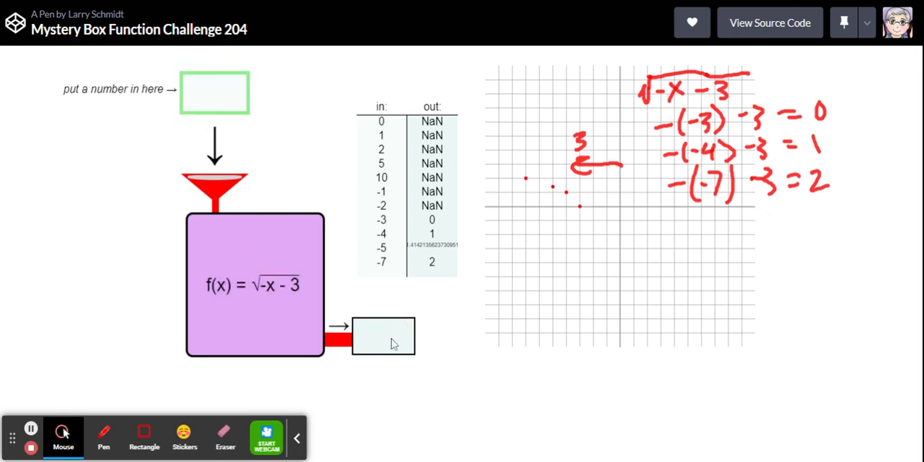Let's take a look. Yeah, so this is the square root of negative x minus 3, and we can graph that as well. And it's that classic shape of the square root function. It's just been reflected over that y-axis and moved over 3 more to the left.